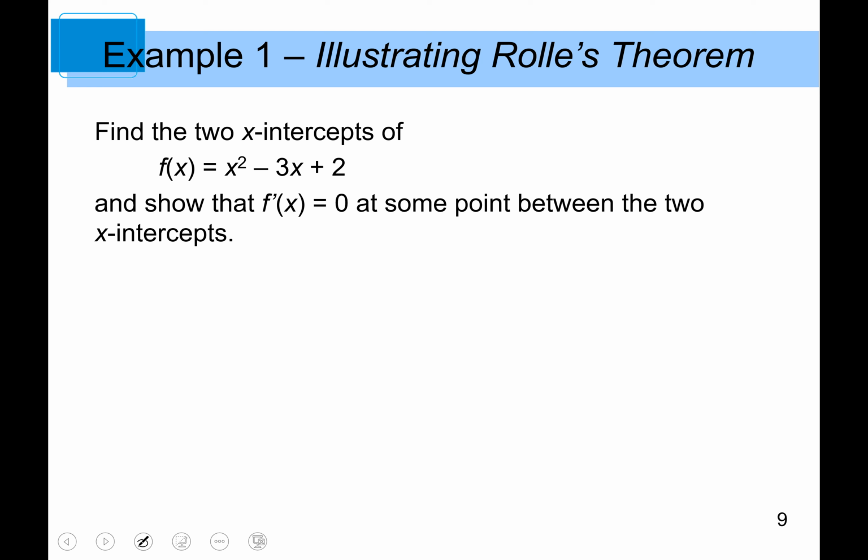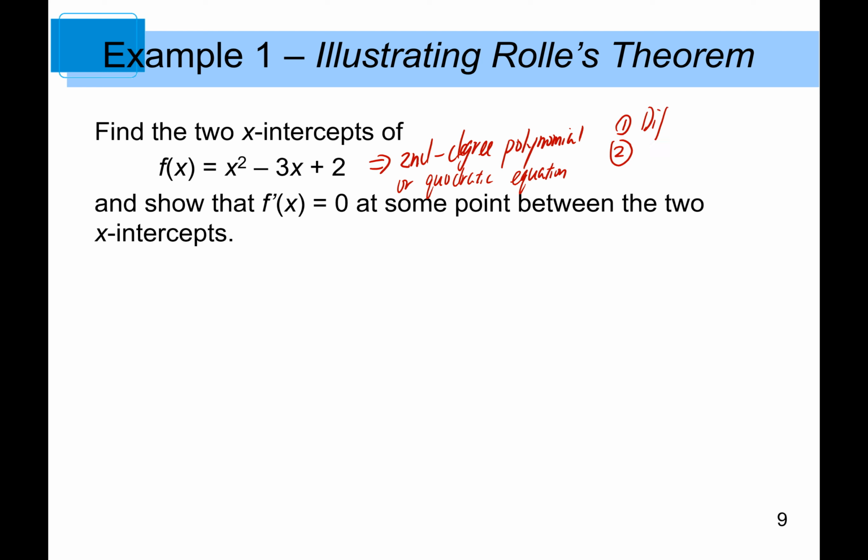So let's take a look at an example illustrating Rolle's theorem. Find the two intercepts of f of x equals x squared minus 3x plus 2, and show that f prime of x equals 0 at some point between the two intercepts. This is a second degree polynomial function, a quadratic. It's continuous everywhere and differentiable everywhere, so we satisfy the first and second conditions. We just have to check that f of a equals f of b.